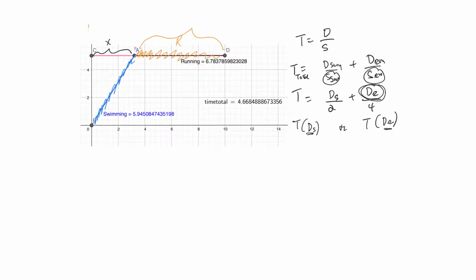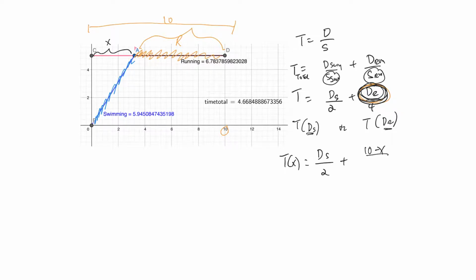But we know the whole thing is worth how much? The most you can run is going to be 10. In other words, the distance of the running over here would be 10 minus X. So over here, I'm just going to modify this. So D of S over 2 plus, now this part here is going to be 10 minus X. So in other words, I'm actually expressing the time in terms of X. So here, T of X is equals 2.